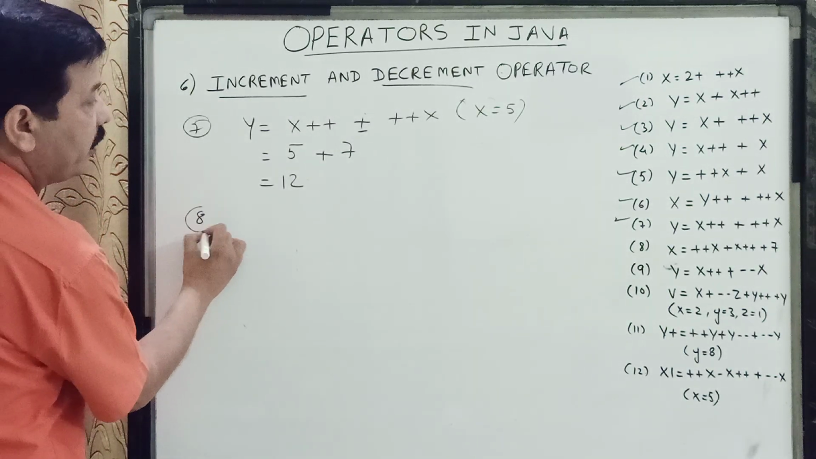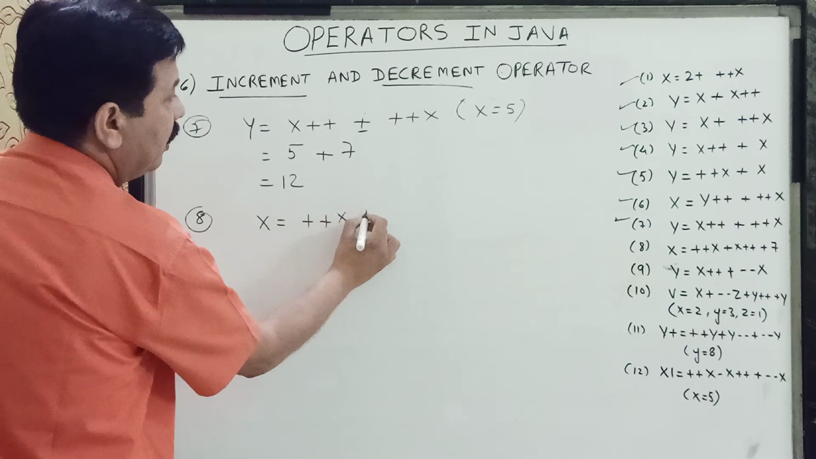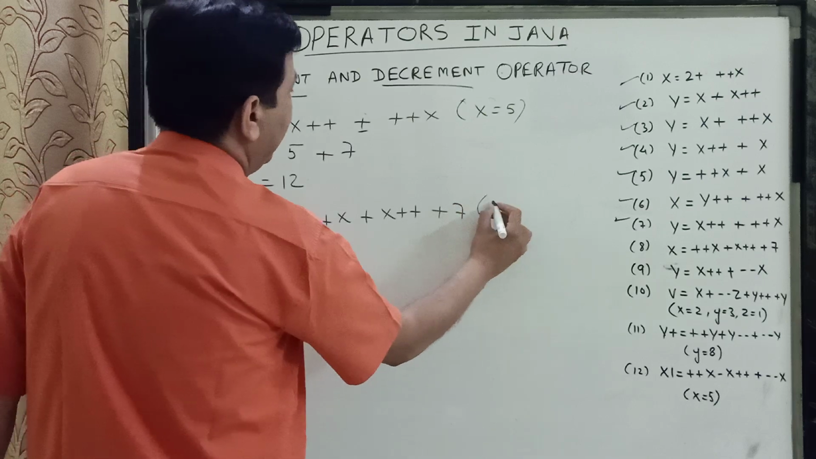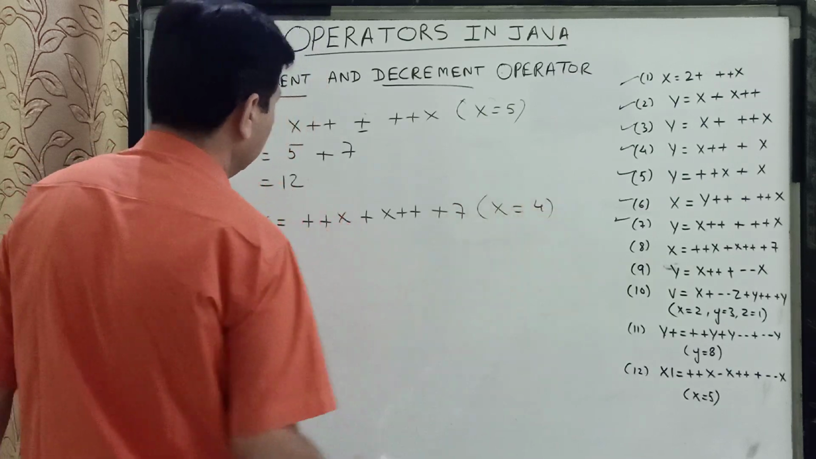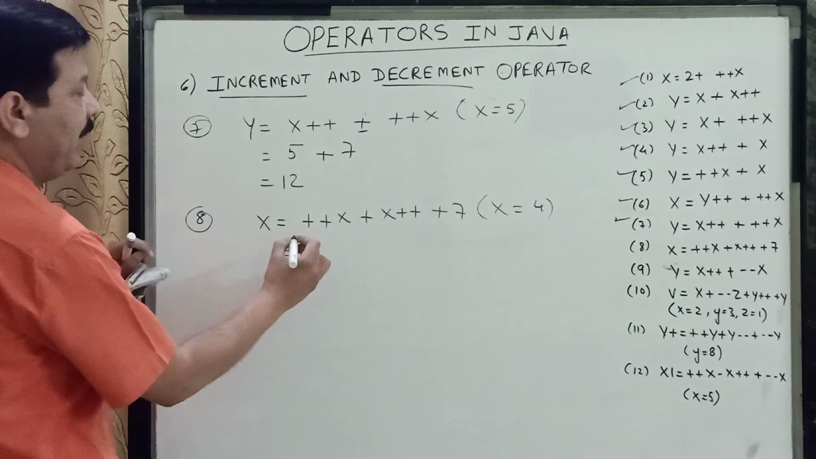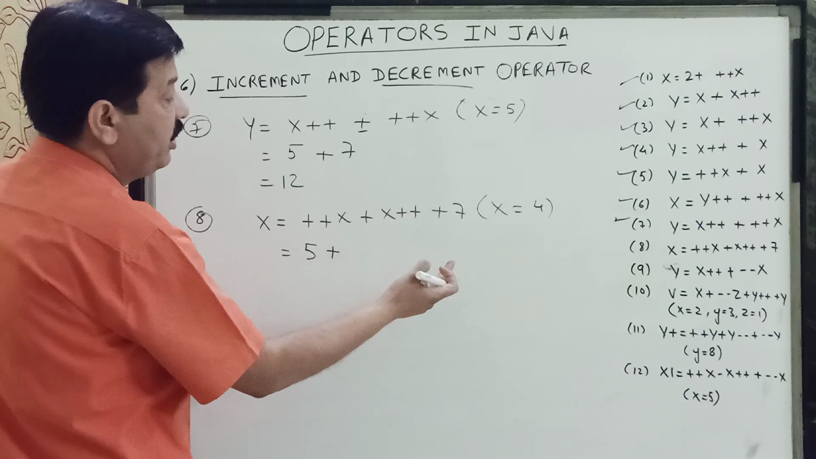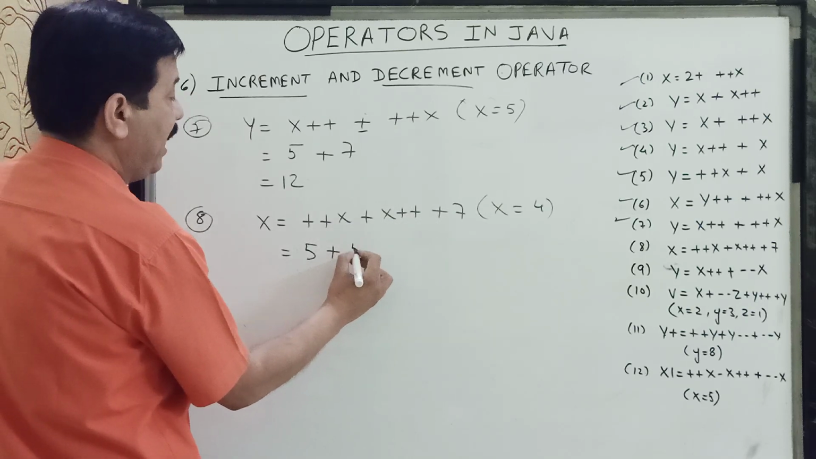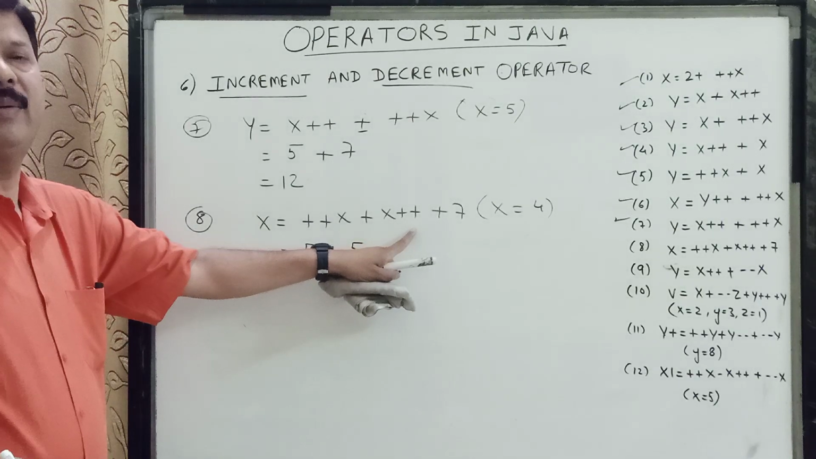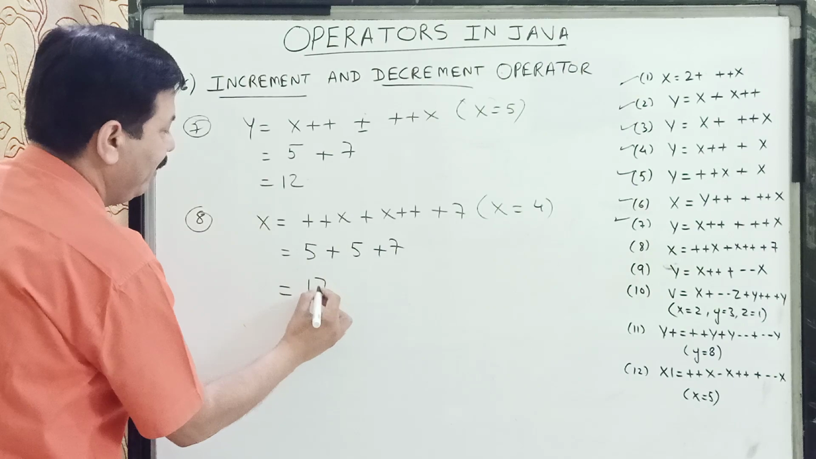Now the 8th one children, x is equal to ++x + x++ + 7. So again I am taking x as 4. So children, 4, since it is a pre-increment, its value will become 5. Now it is a post increment, so its value will be used as the previous value, which is 5. Then after that its value will become 6. And plus 7. So the value becomes 17.